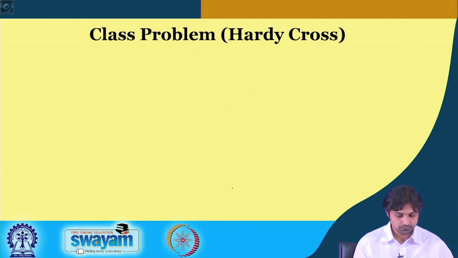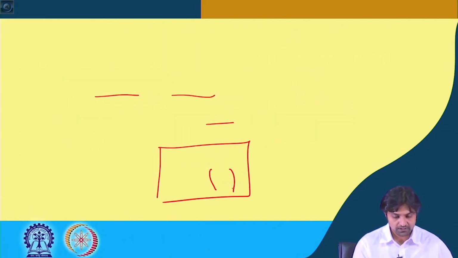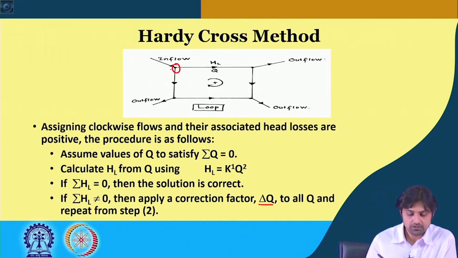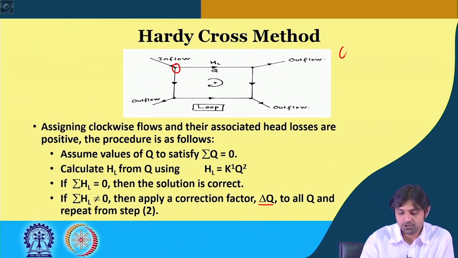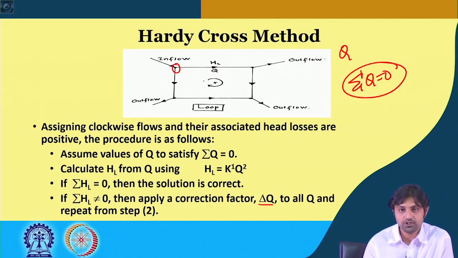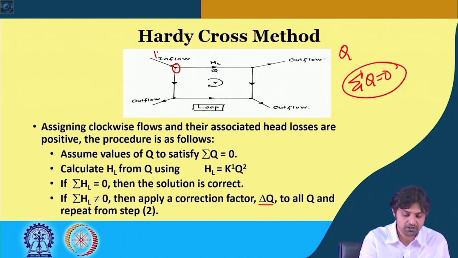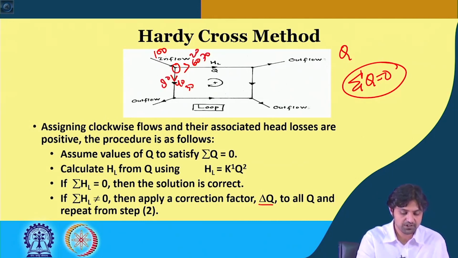I'll just repeat the Hardy-Cross method. At each node you distribute Q such that at each node delta Q should come to 0. It should be an arbitrary Q. Of course, you should satisfy the continuity equation. Suppose 100 is coming from there, and there are two ways you can say 60-40, 70-30 or 80-20, whatever, but it should satisfy the continuity equation.